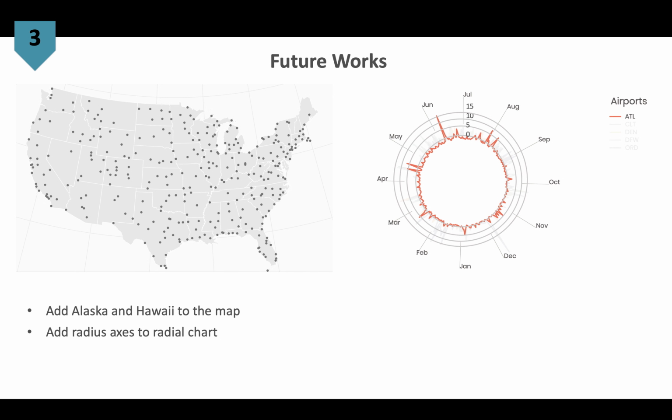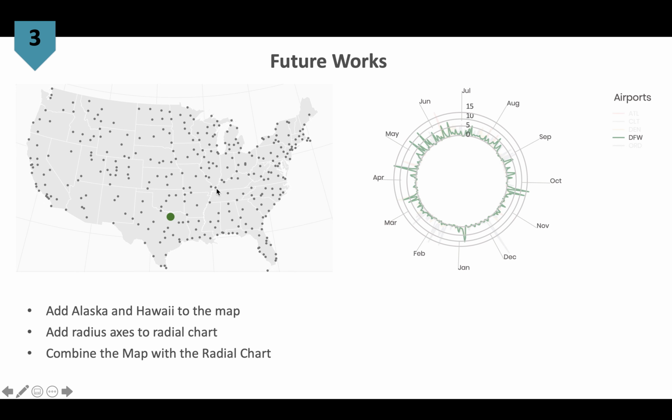And the second thing is to add a radius axis to this chart so that we can read it more clearly. And the last thing I want to do is to combine the map and the radial chart together in one page. So if your mouse hovers on a circle on the left hand side, the corresponding radial chart will show on the right hand side, so we can get all the information of all the airports in United States.